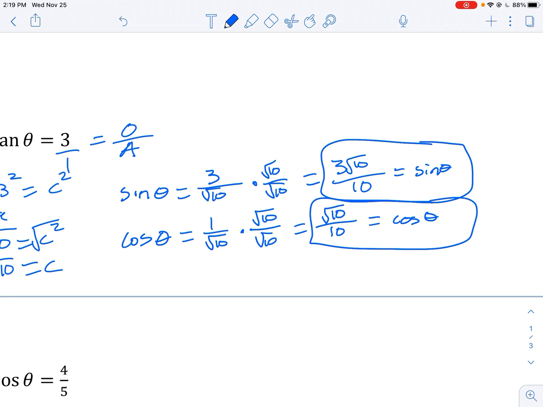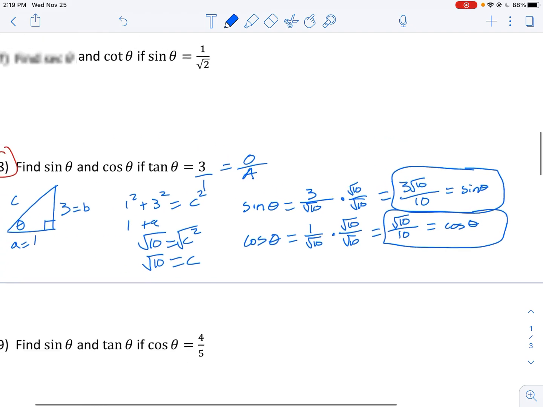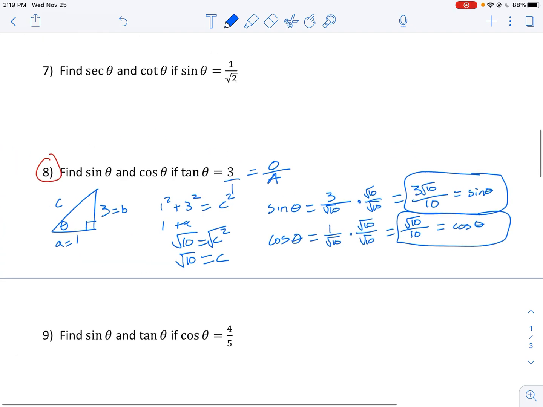So don't forget to simplify your radicals. Simplify your fractions. If there's a radical in the denominator, you got to rationalize it by times top and bottom by that radical. And voila, you got sine and cosine. So there you go, another example. These ones are pretty quick, but it's just practicing the use of these trig functions.